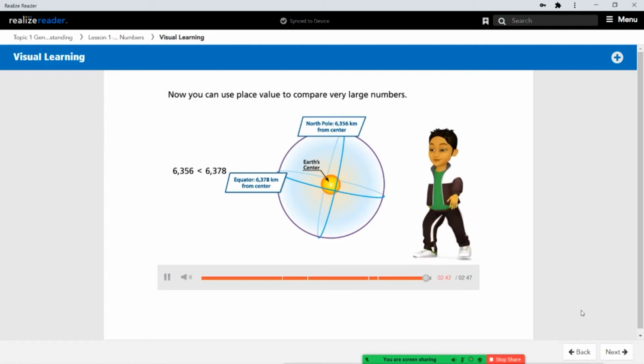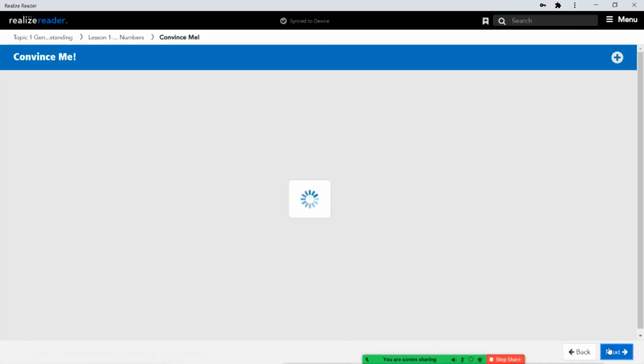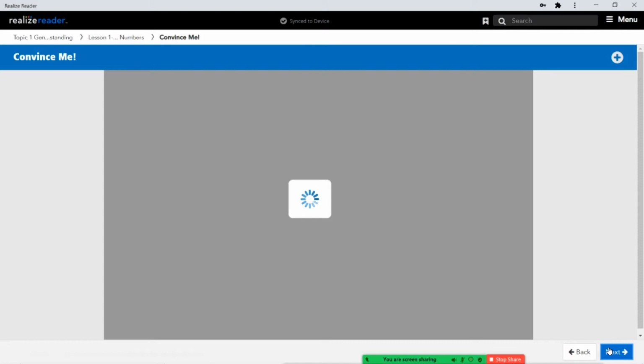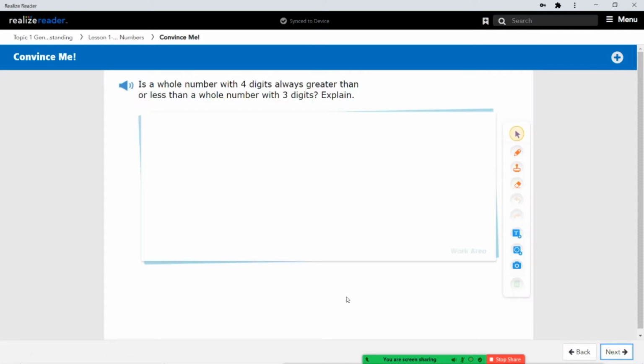Now you can use place value to compare very large numbers. Is a whole number with 4 digits always greater than or less than a whole number with 3 digits? Explain.